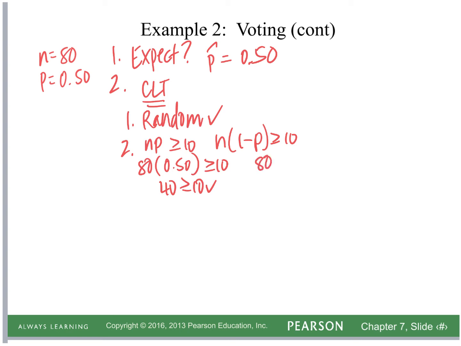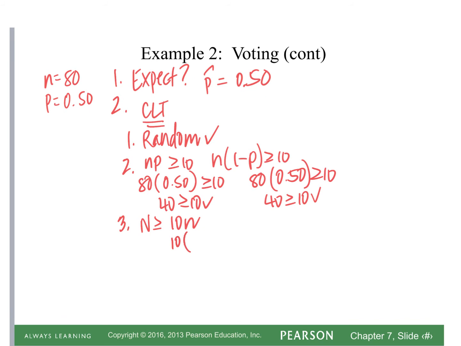Failures, if successes is 50, failures is 50. So we also come out for the failures at 40, which is greater than 10. So our sample size is large enough. Lastly, we're checking the population to be greater than 10 times our sample size. Let's see, our population, we're going to assume that there are more than 800 voters for this district. So population check.